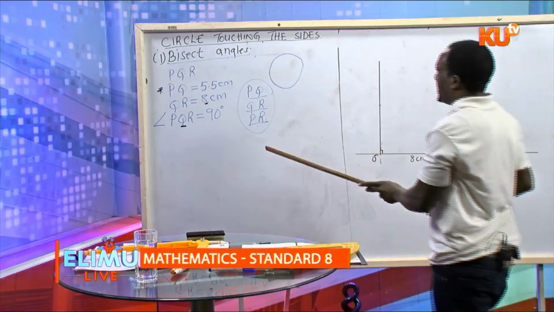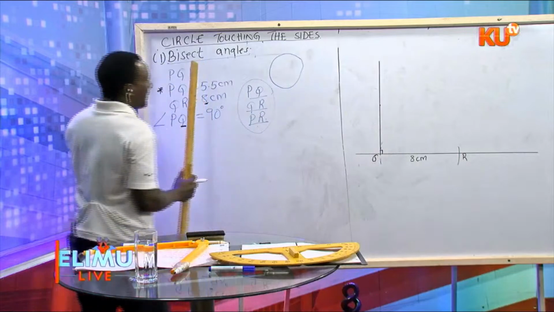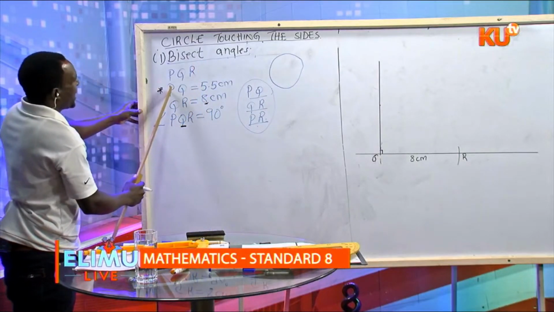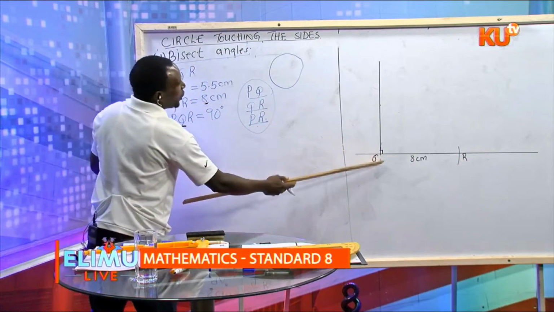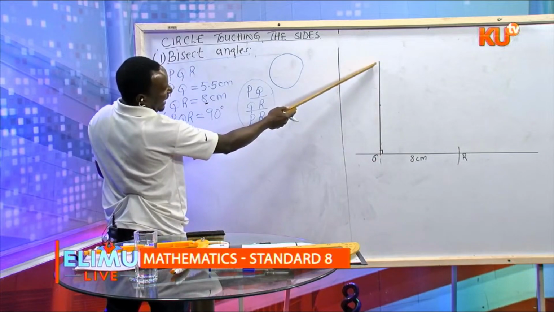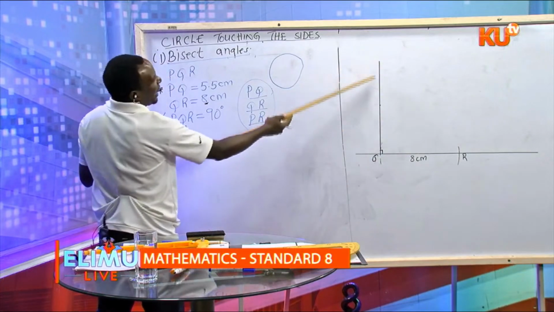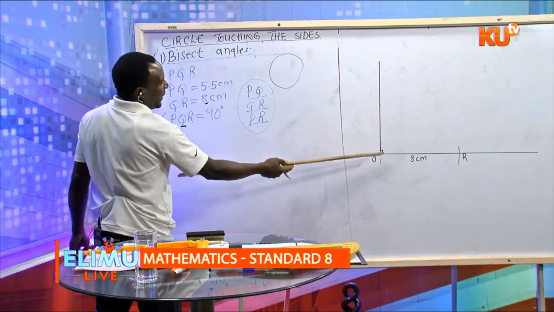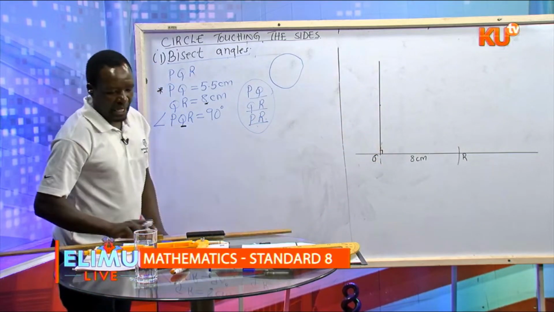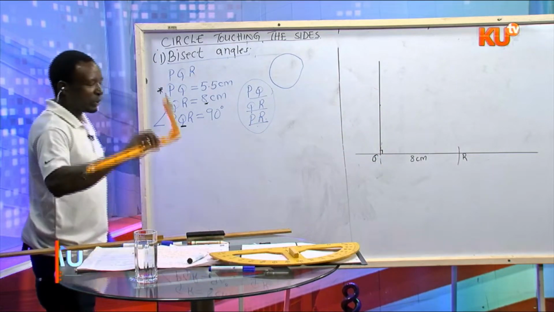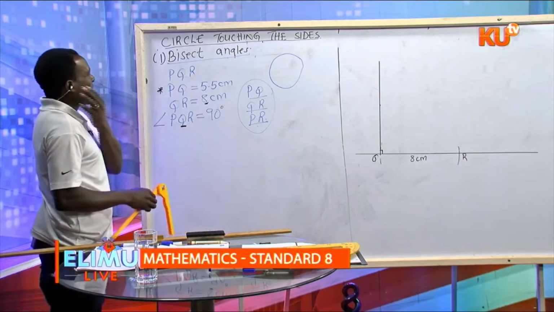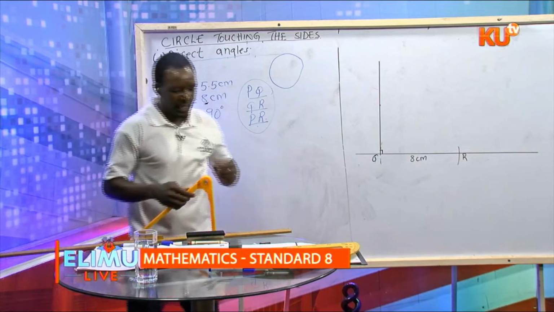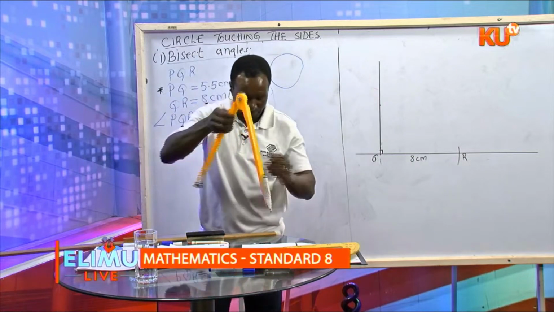Then we have PQ. Now, PQ. We have Q. So, P must be on this line. But we don't know where it will be. So, we come and take our ruler and we measure 5.5 centimeters.